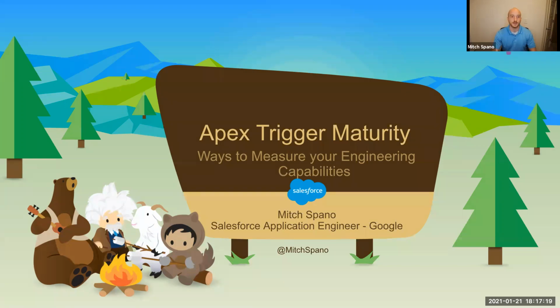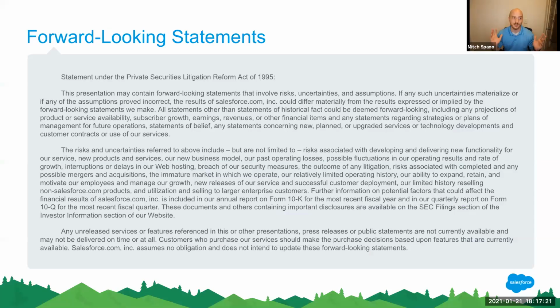Okay. So just in case I happen to say anything that's forward looking, make sure you make your purchasing decisions based on what's currently available. I have a sneaking suspicion that none of us are really the ones making purchasing decisions. We're probably just building the stuff, but just in case, okay?